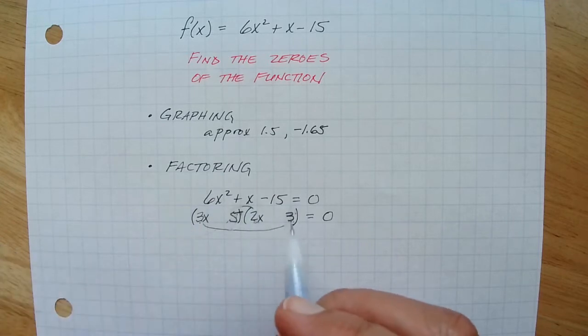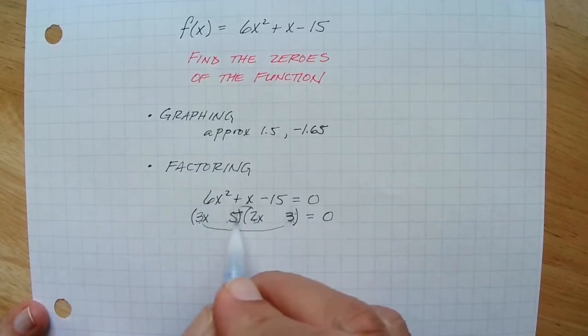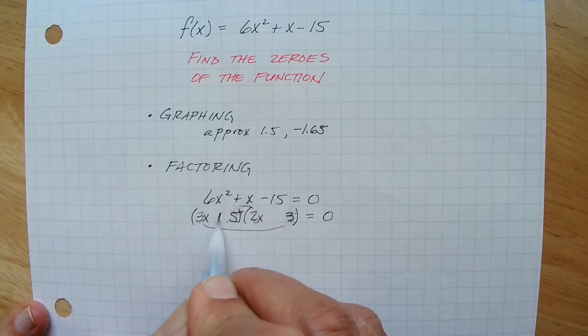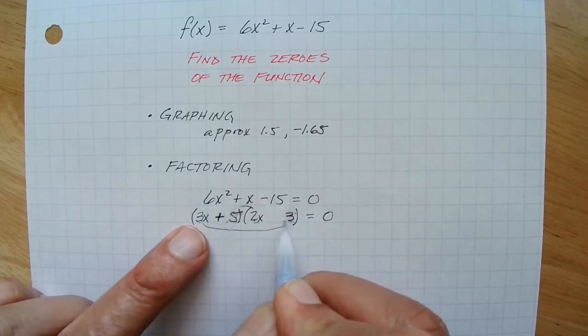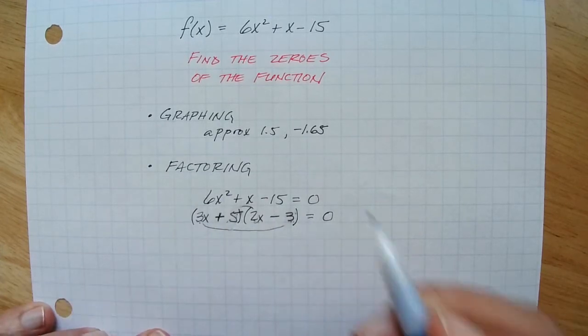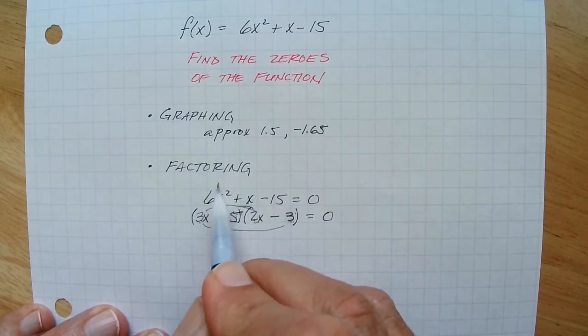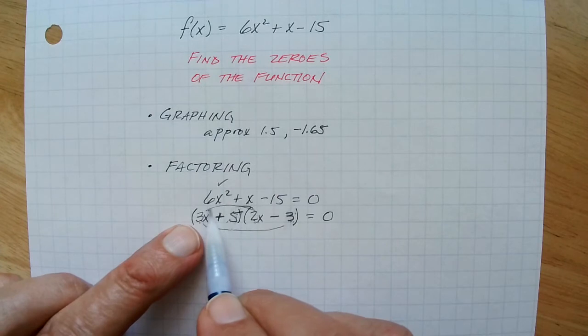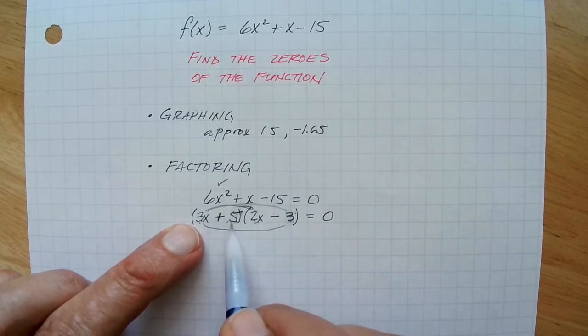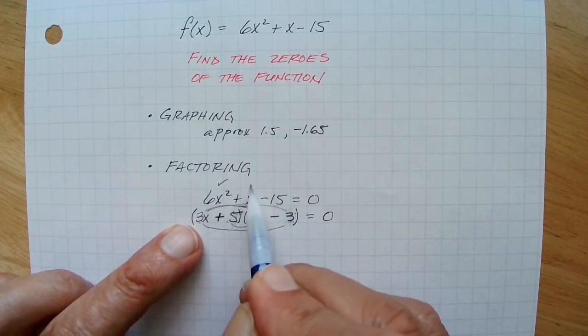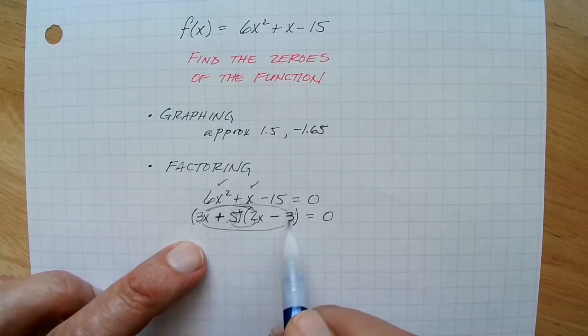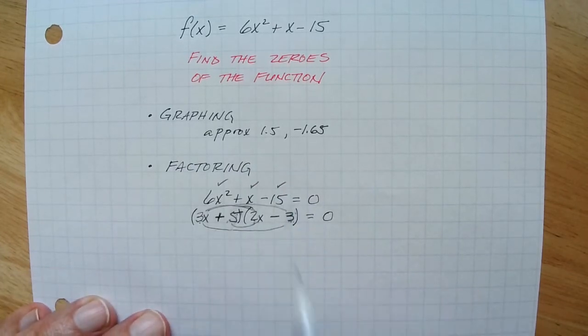So I'm feeling like I'm close. So if I wanted to keep the 10x as positive and then have my 9x be negative, let's see how that works. 3x times 2x, 6x squared. Negative 9x, positive 10x, that's 1x. And 5 times negative 3 is negative 15. So I have found the factorization through a little bit of trial and error.